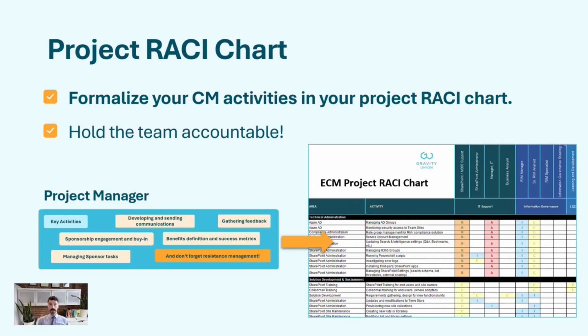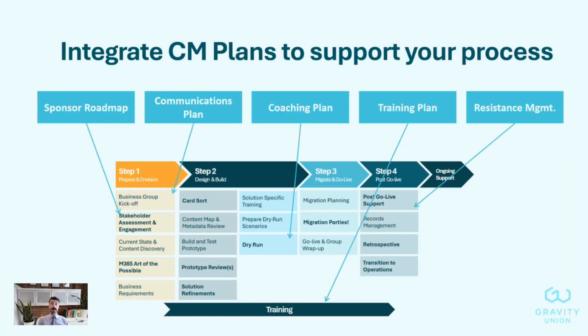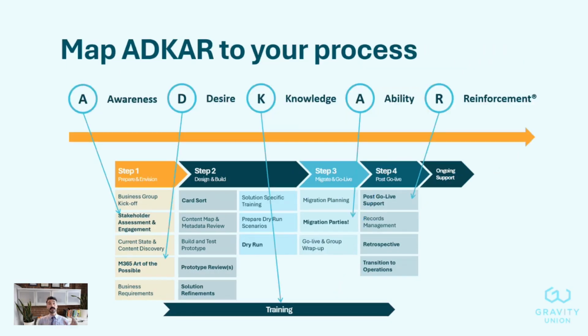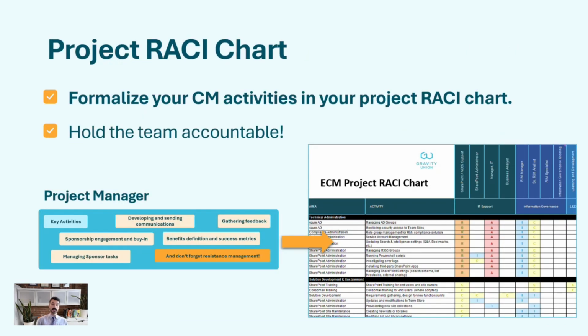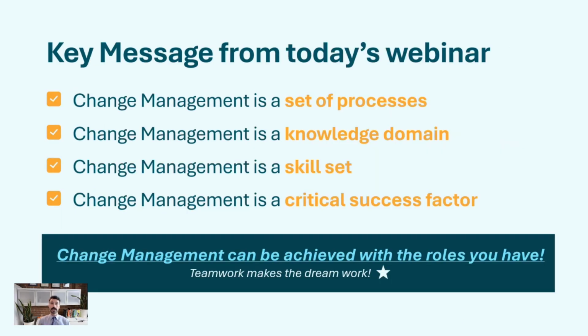So again, just to recap, to make this happen, we want to formalize it as part of people's roles. We want to map both the 5 plans and the ADKAR process to our project implementation process. And by doing those things, that's how I'm going to make change management happen without a change manager.